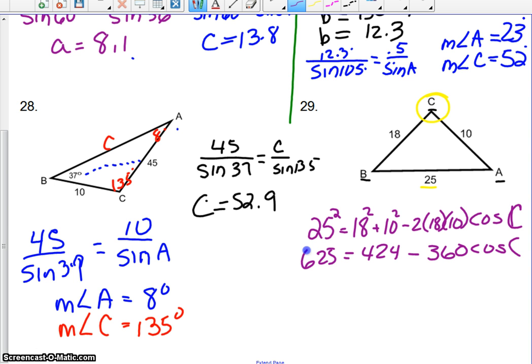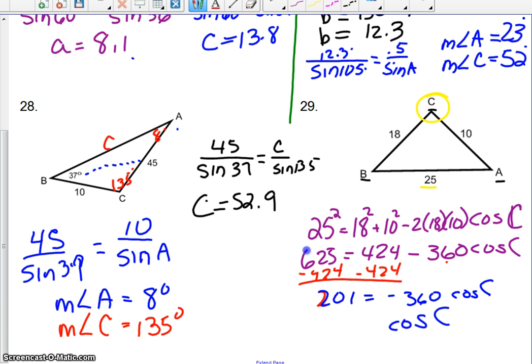Now what you need to do is subtract this 424 from both sides, and then divide both sides by the negative 360. When you do that, you get 201 equals negative 360 cosine of C. In the end, the cosine of C equals, when I divide both sides, negative 0.5583. Don't worry about the negative. When we do cosine inverse of that, our angle turns out to be 124 degrees, which is perfectly good.